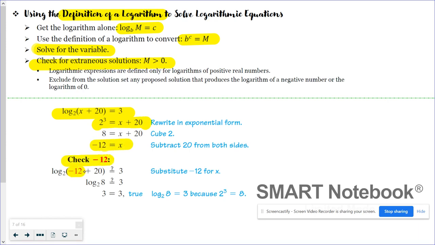Notice they're looking inside the log, plugging in their answer. Negative 12 plus 20 is 8. 8 is a positive number, so we are good. This is a definite solution. So that's using the definition, and that's for one-sided log equations.